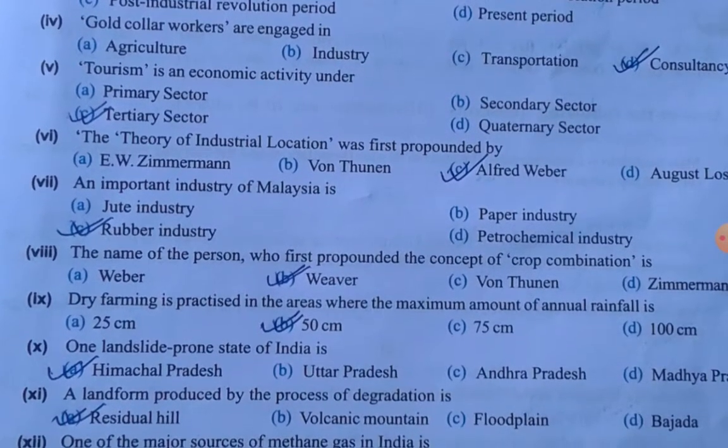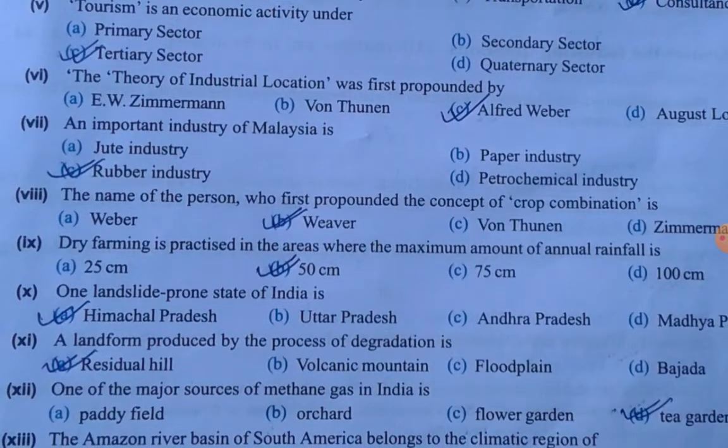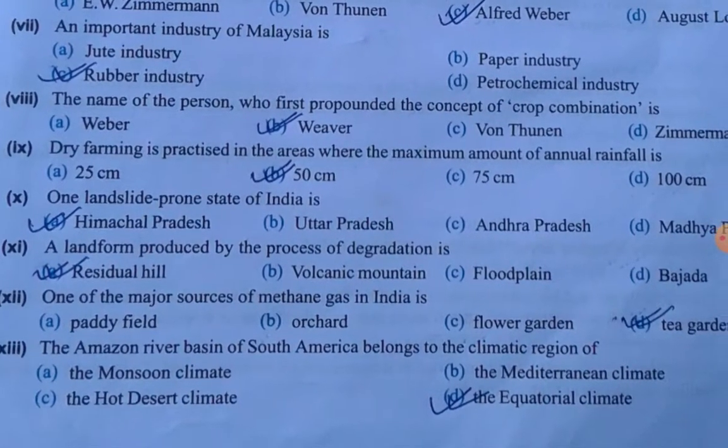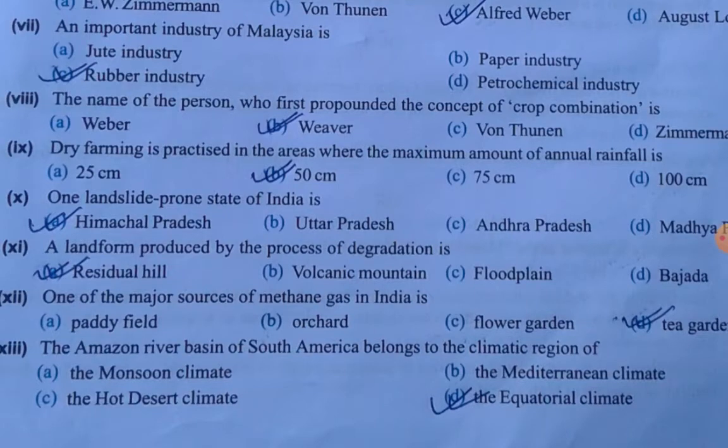The theory of industrial location was first propounded by Alfred Weber. An important industry of Malaysia is rubber industry. The name of the person who first propounded the concept of crop combination is Weber. Dry farming is practiced in the area where the maximum amount of annual rainfall is 50 centimeters. One landslide prone state of India is Himachal Pradesh.